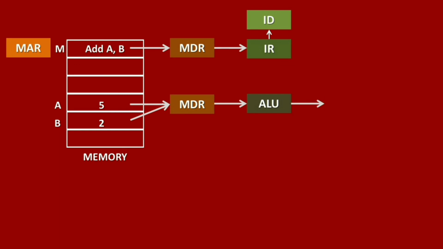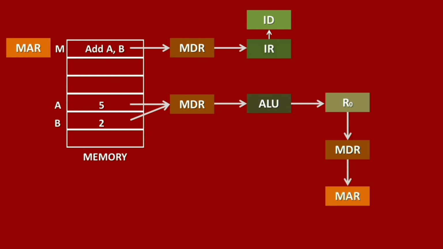After processing, masasend yung result sa General Purpose Register. So, from the General Purpose Register, it will be sent sa MDR and will be sent kung anong memory address ang current na nasa memory. So, doon i-store yung data or the result.